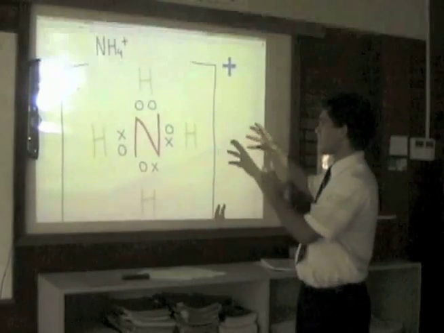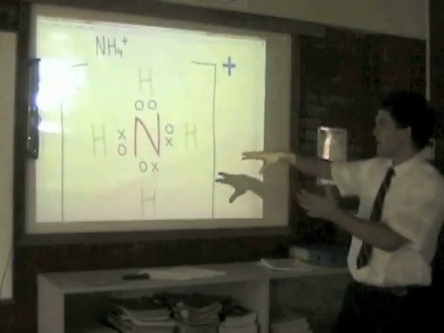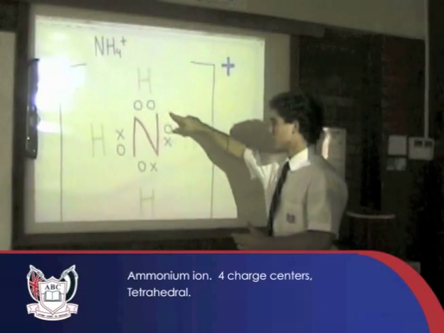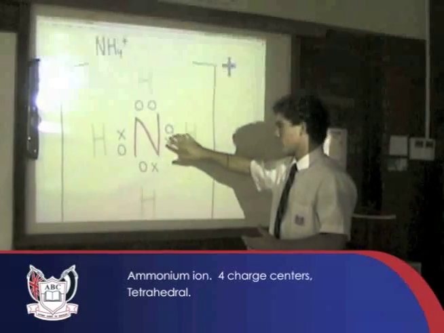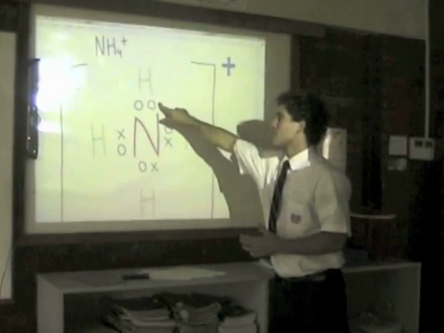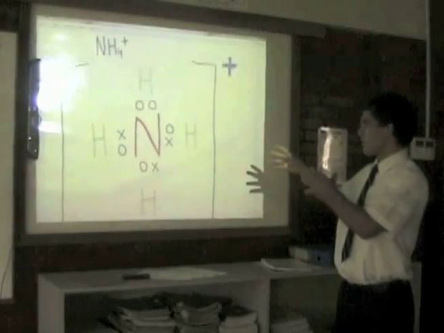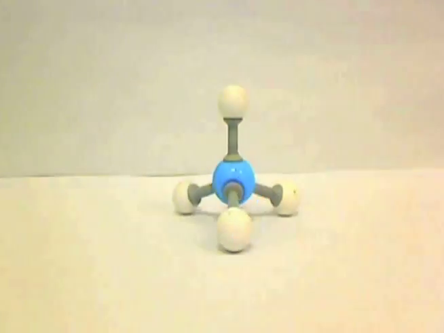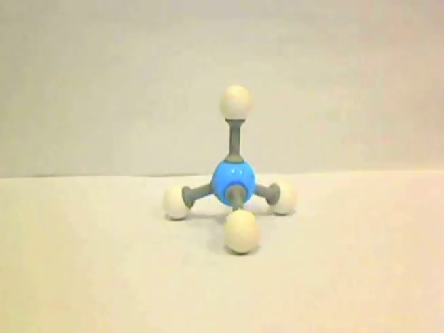My molecule is the ammonium ion. It is a positive ion. It has a Lewis structure with 4 charge centers, of which 3 are regular bonding. They're all bonding pairs, but one is a dative bond. It has bond angles of 109.5, and its shape is tetrahedral, as well as the shape of the charge centers.